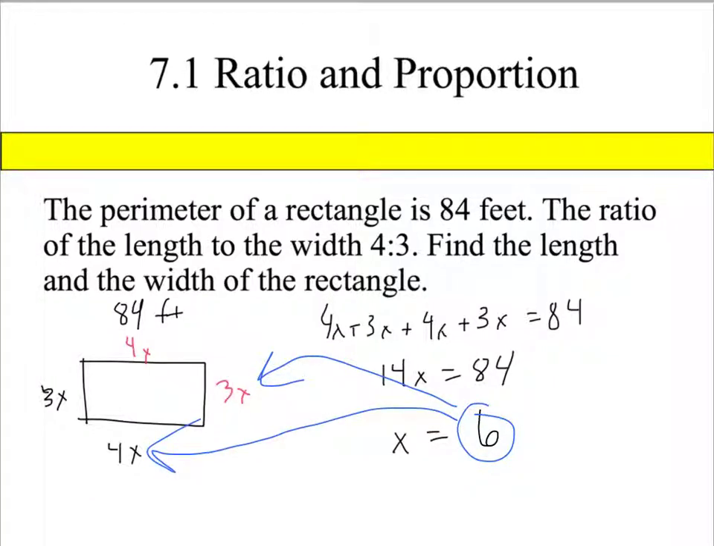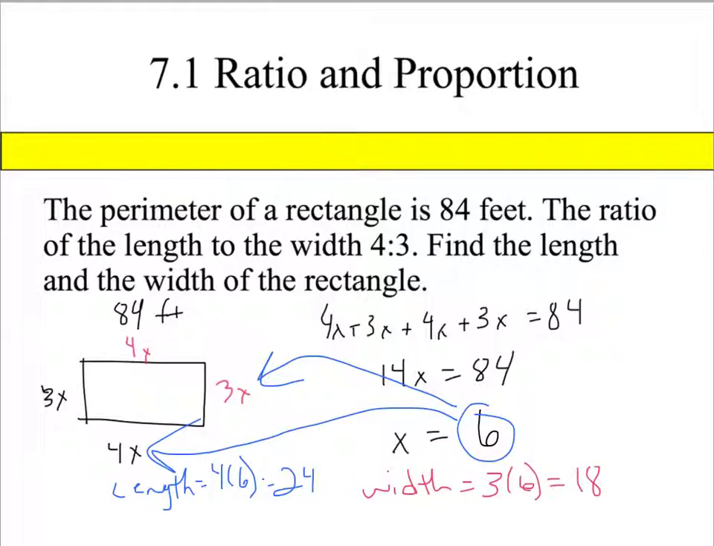Okay, so now we take this in our length, which is our 4x, is going to be 4 times 6, which is 24, and our width, which is 3 times 6, is 18. So you use your ratio.